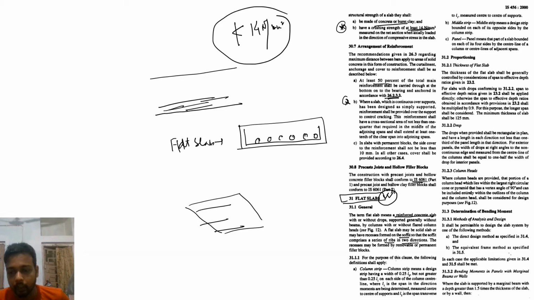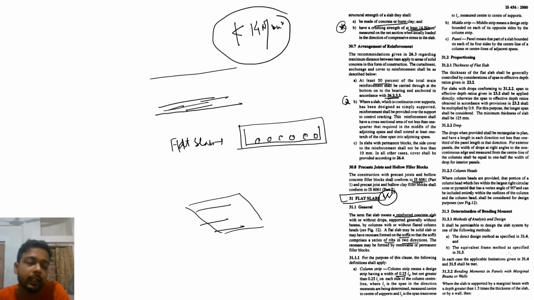Column strip. The column strip means a design strip having width of 0.25 L but not greater than 0.25 L on each side of the column center line. L1 and L2, where L1 is the span in the direction of moments being determined, measured center to center of support, L2 is the span transverse to L1, measured center to center.